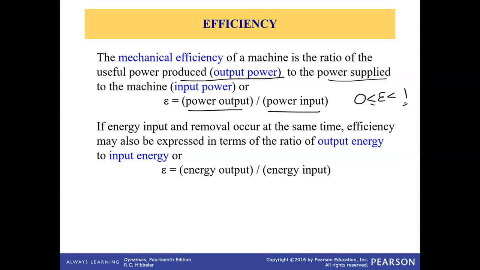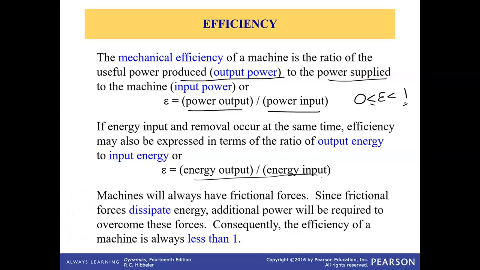That's why the efficiency is between 0 and 1, but never exactly 1. If the energy input and removal occur at the same time, efficiency can also be expressed as the ratio of output energy to input energy. So this is another formula for efficiency. Either use the power or the energy equation. This paragraph explains that the efficiency is less than 1 because of these factors.